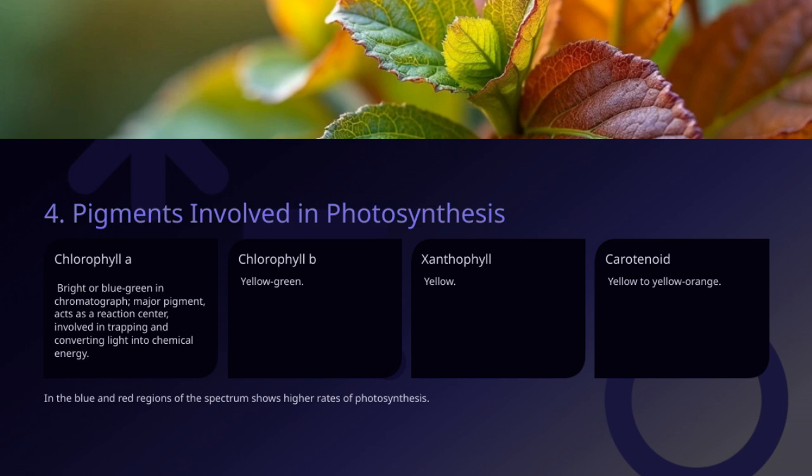Moving on, you'll notice that in the blue and red regions of the spectrum, photosynthesis occurs at higher rates. This is because chlorophyll absorbs light most efficiently in these regions, making them essential for energy capture.